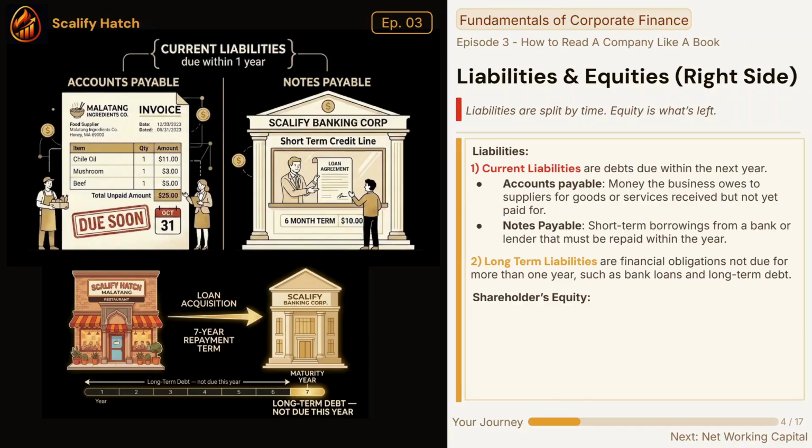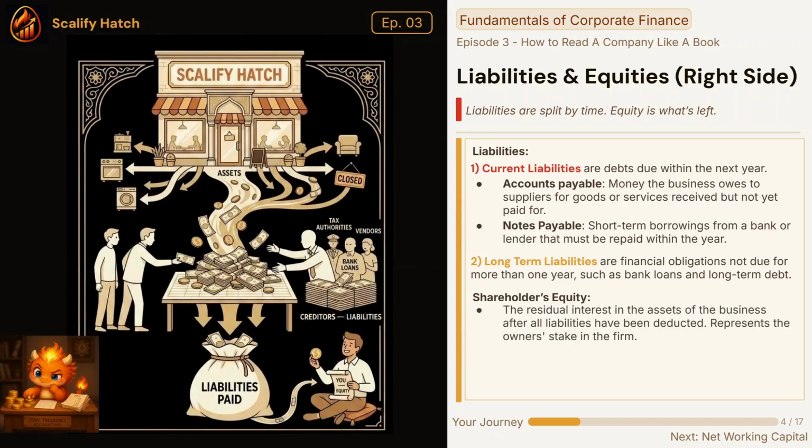If it's a 7-year loan, the portion not due this year sits here as the long-term debt. And finally, we have our shareholders' equity. Think of it this way. If we sold every single asset today and used that money to pay off every single debt, whatever cash remained will belong to us as the owners. That remainder is our equity.